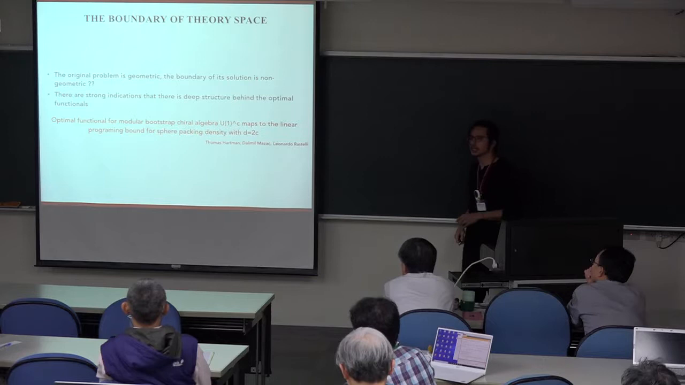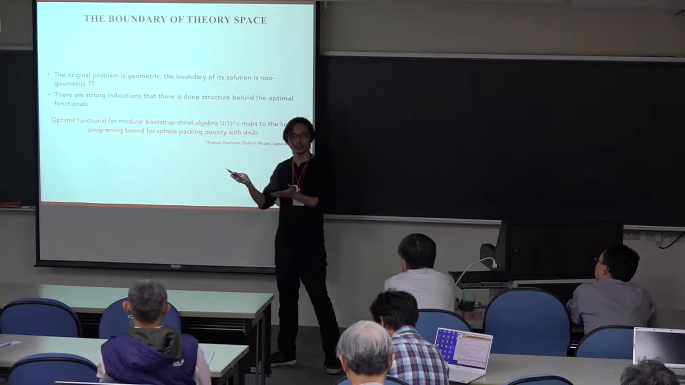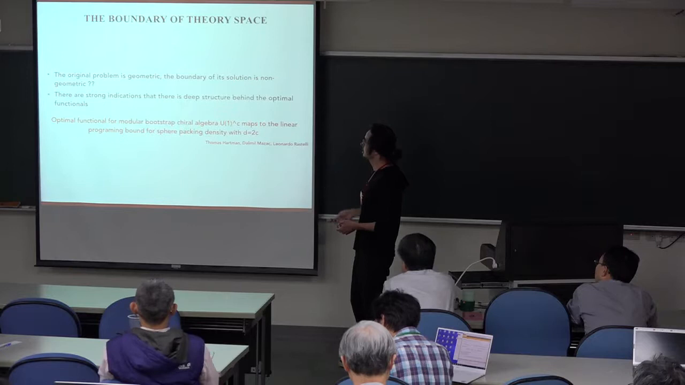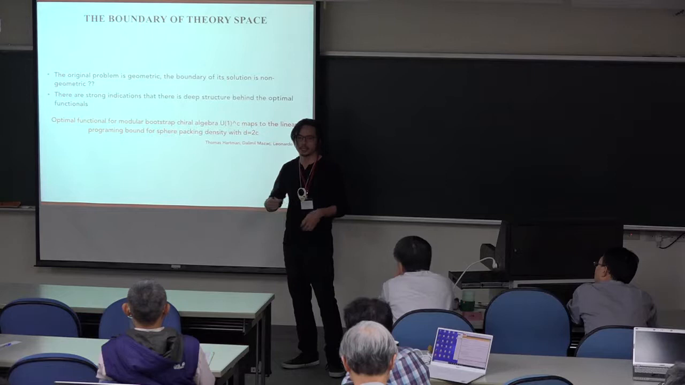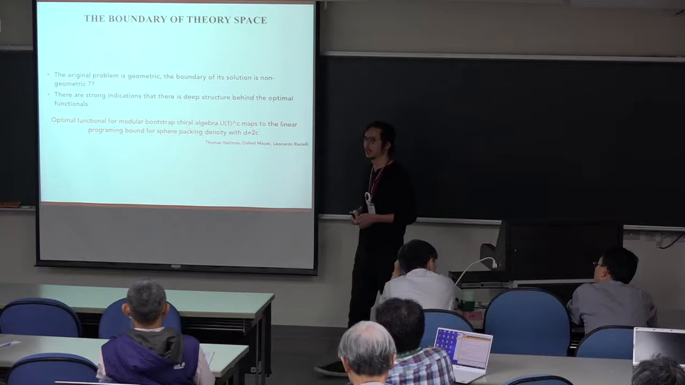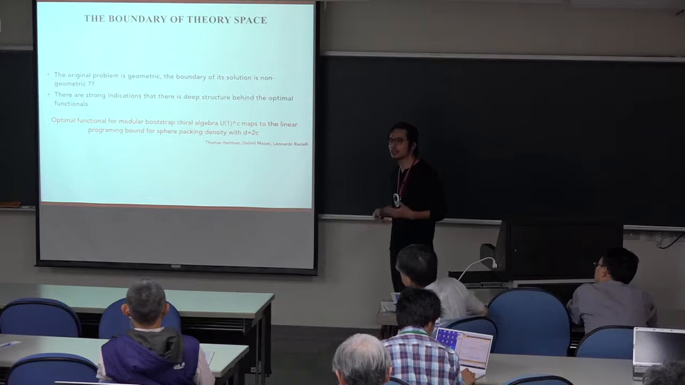So this presents a question. We know that the original problem is geometric. Like I said, it's just a problem of a polytope intersecting the crossing plane. So why is the boundary of this solution so non-geometric? Why is it that when we talk about where the last polytope is that is possible to intersect the crossing plane, you have to go through numerics, scan over all possible a's, and have these improved algorithms to get the optimal bound more precisely? Why is this so non-geometric? If the original problem is geometric, then there must be a geometric statement about what that optimal functional is.